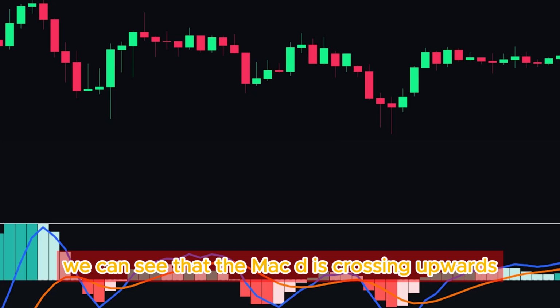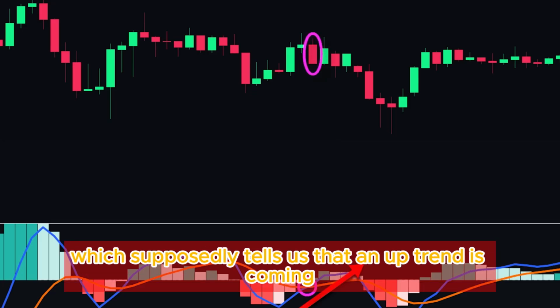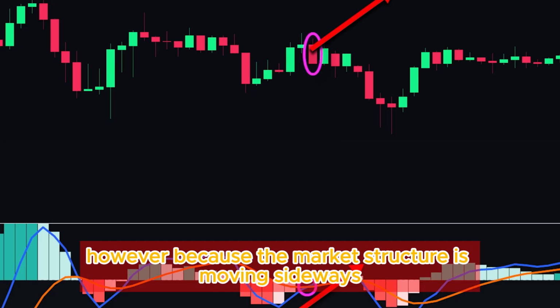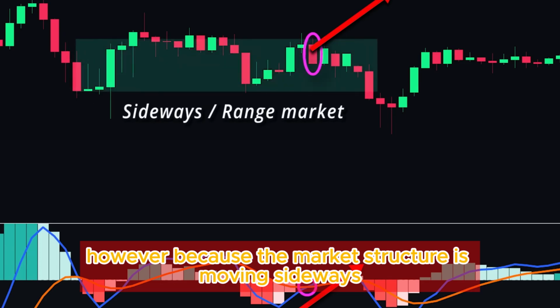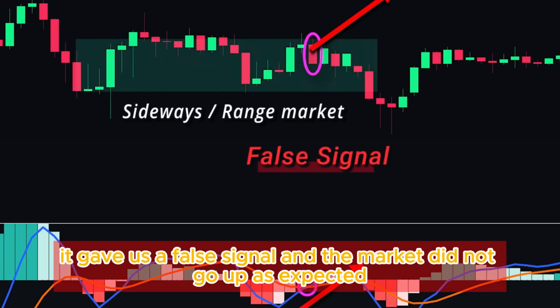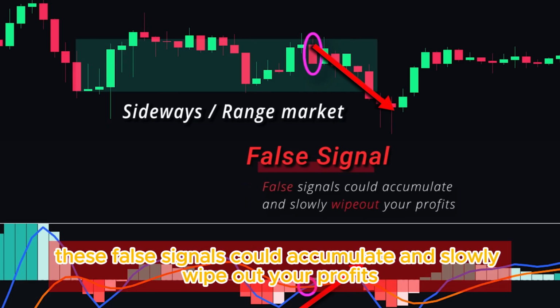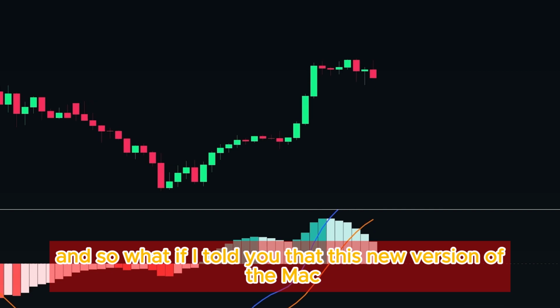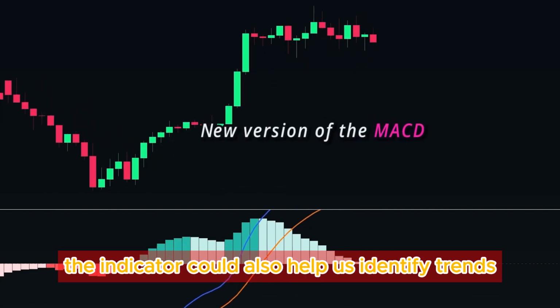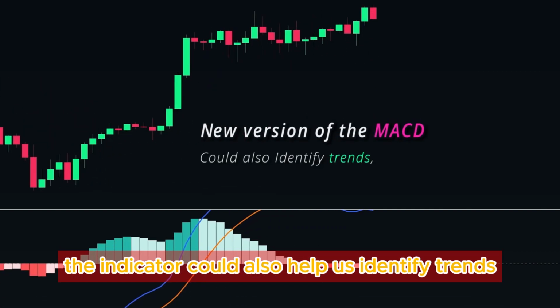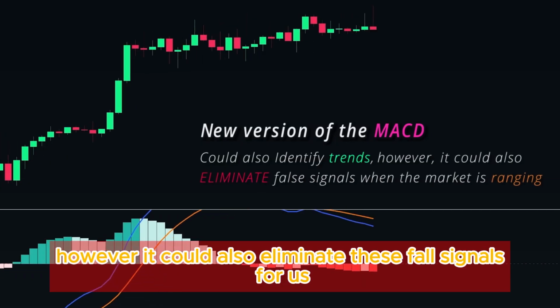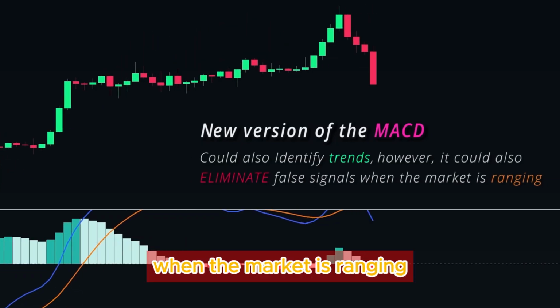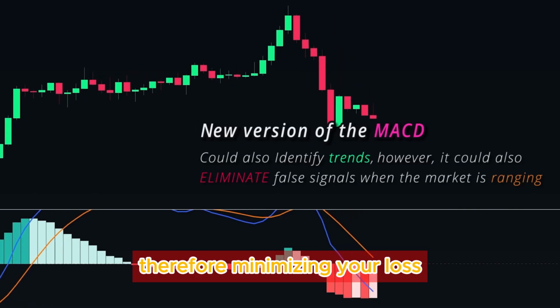We can see that the MACD is crossing upwards, which supposedly tells us that an uptrend is coming. However, because the market structure is moving sideways, it gave us a false signal and the market did not go up as expected. Now, over time, these false signals could accumulate and slowly wipe out your profits and could even bring your account towards the negative. And so, what if I told you that this new version of the MACD indicator could also help us identify trends? However, it could also eliminate these false signals for us when the market is ranging, therefore, minimizing your loss.